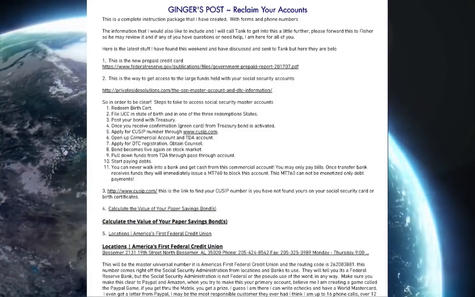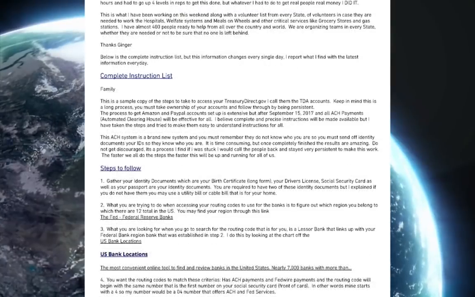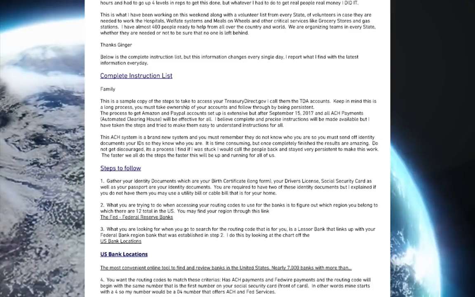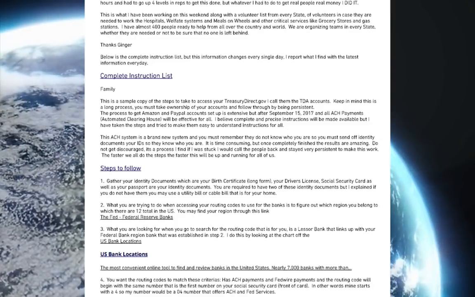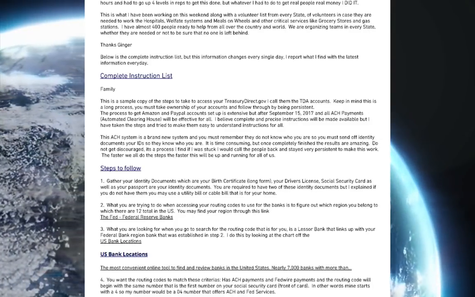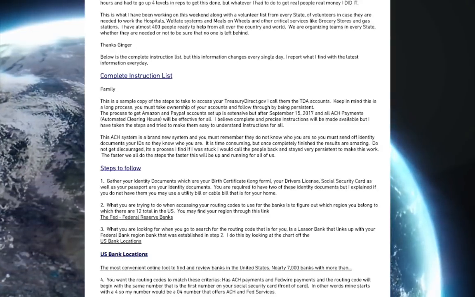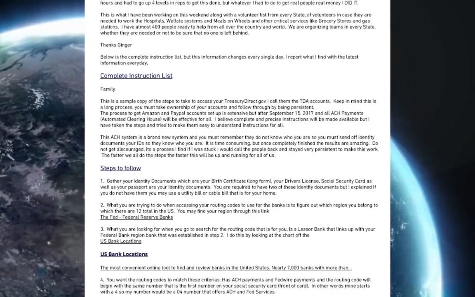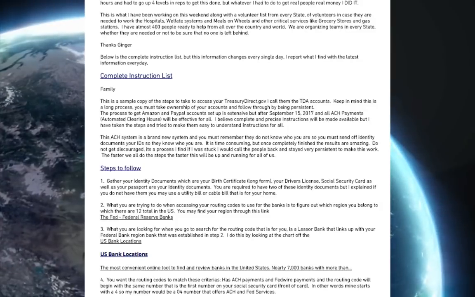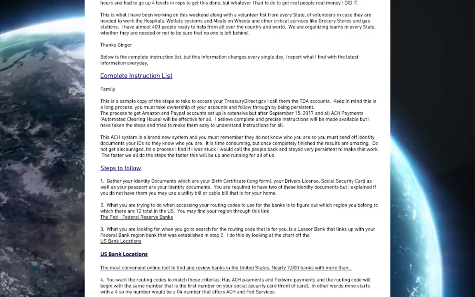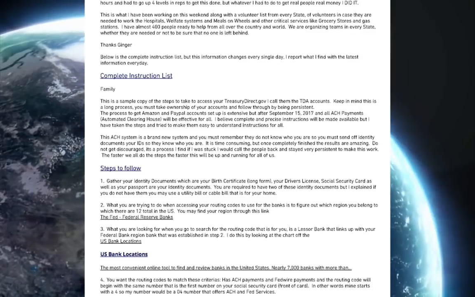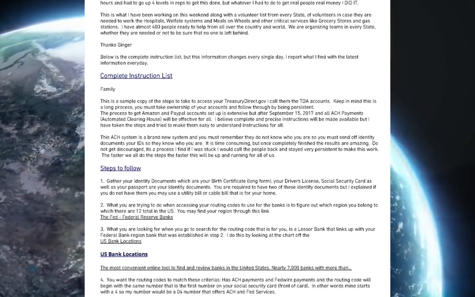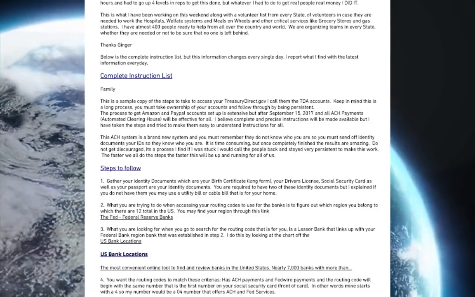I think I am up to 16 phone calls, over 12 hours, and had to go up 4 levels in reps to get this done. But, whatever I had to do to get real people real money, I did it. This is what I have been working on this weekend, along with a volunteer list from every state of volunteers in case they are needed to work the hospitals, welfare systems, and Meals on Wheels, and other critical services like grocery stores and gas stations.